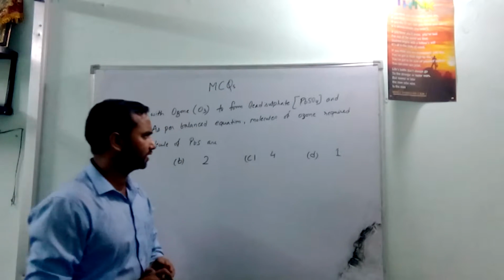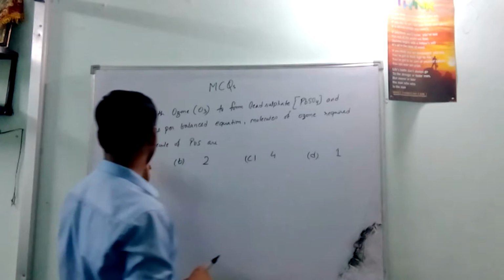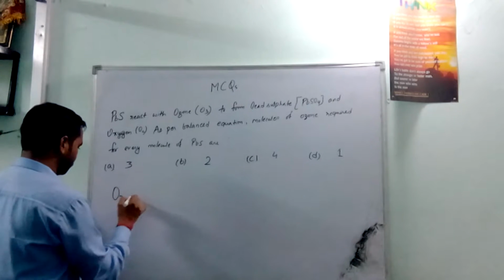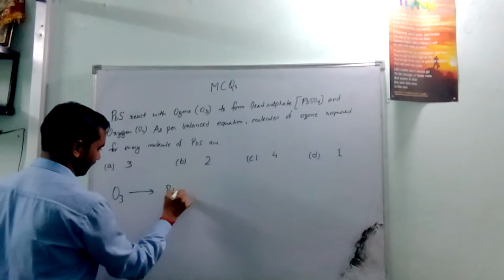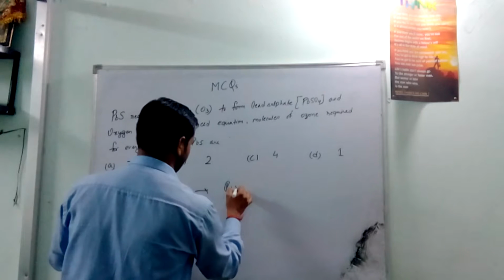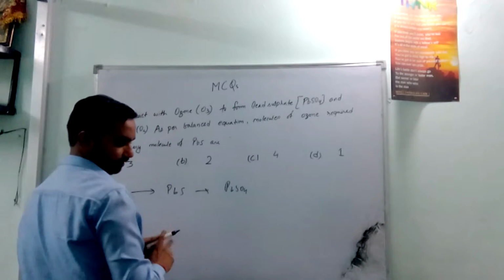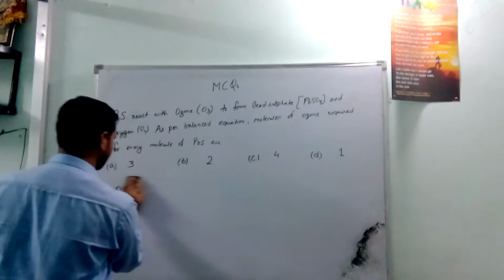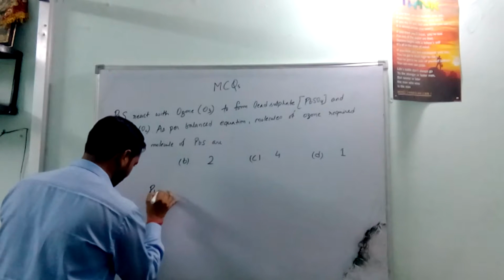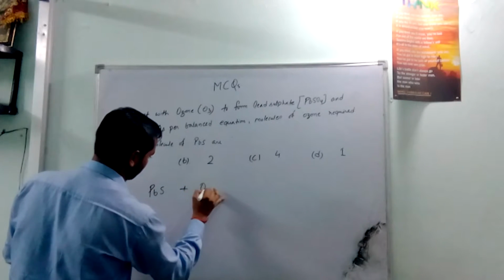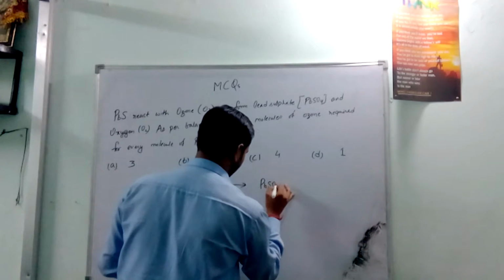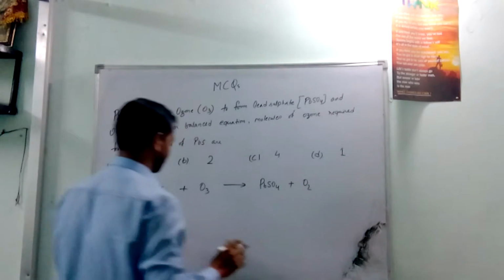As per the balanced equation, how many molecules of ozone are required for every molecule of PbS? What it is saying is how many molecules of ozone are required with every lead sulfide to form PbSO4 in this reaction. So firstly we need to know what reaction is going on. The reaction is lead sulfide, PbS, reacts with ozone to form lead sulfate and oxygen gas.